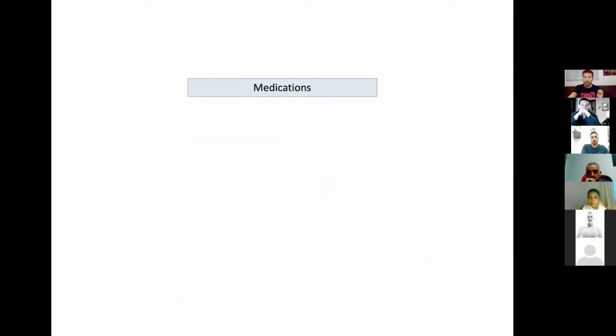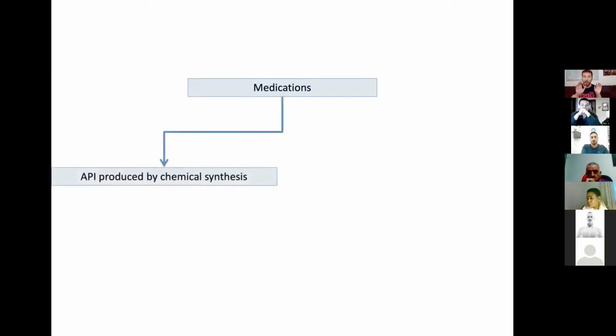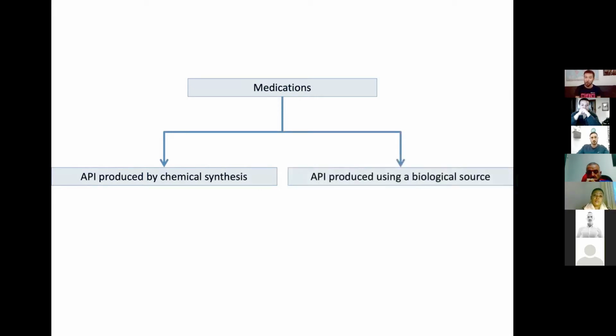And if you are speaking about medications, it is also very important to understand whether we speak about API produced by chemical synthesis, or just normal chemistry, as we say, or an API produced using a biological source. It is important to distinguish these 2 parts, because today we will talk about chemical synthesis. For biological sources, I will bring you some examples, because in hepatitis C and in the future in HIV, we will have such medication, and maybe it will be the training for next year. But for this year, we decided to cover only chemical synthesis.